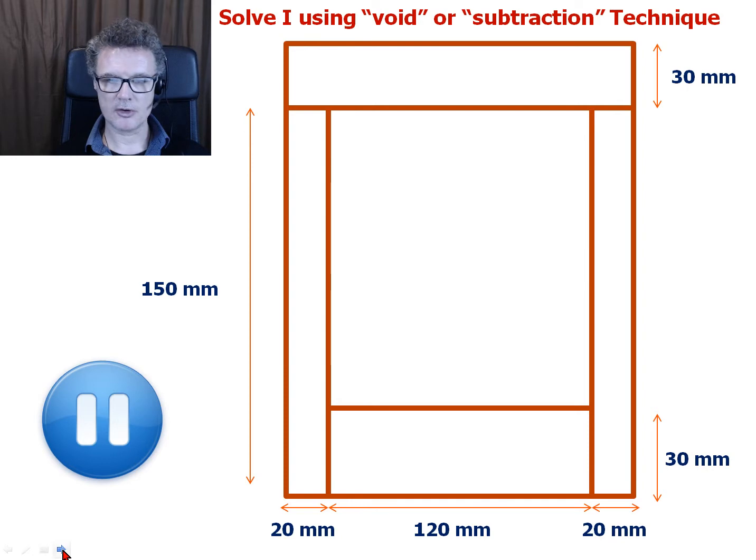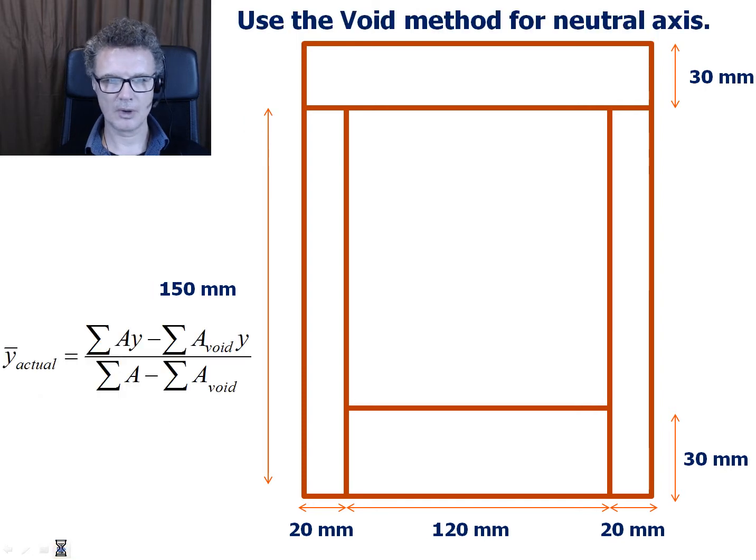Okay, so for those of you that want to play along, when we find the centroid of something, we can use the void technique. So we can imagine that this whole outer section is one big square, and that the inner section is going to be one big square. So you can use that to find the centroid. But notice for this problem, it's nice and symmetric anyhow.